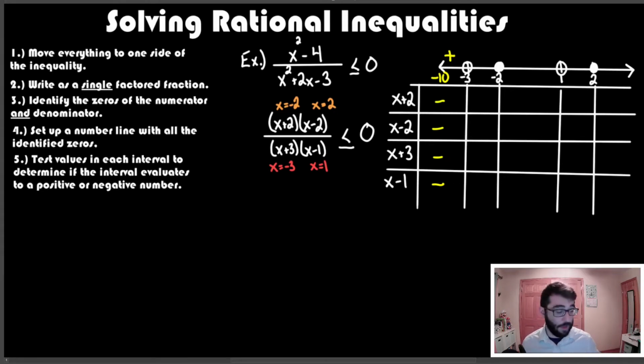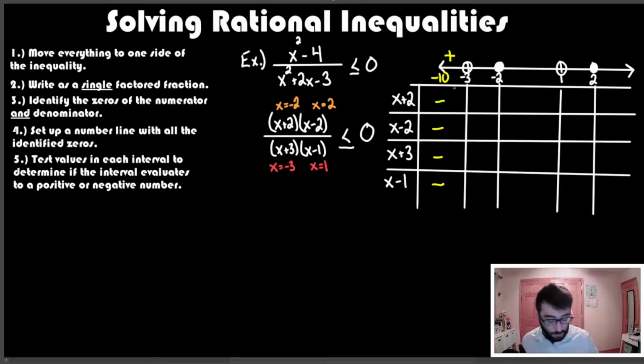Why not negative 10? When I plug in negative 10 for x, negative 10 plus 2 is negative, negative 10 minus 2 is negative, negative 10 plus 3 is negative, and negative 10 minus 1 is negative. And notice we end up with 4 negatives. So we have a negative times a negative in our numerator, which would be a positive, and then we end up with a negative times a negative in our denominator, which would end up giving us, once again, a positive, which would then evaluate to a full positive.